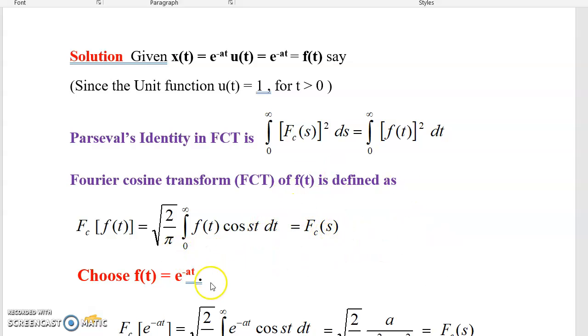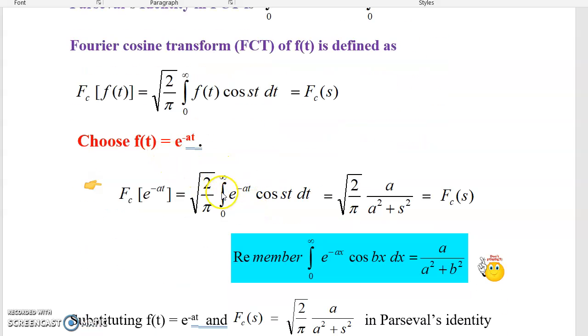We have to evaluate this, where the function f of t now is e power minus at. So substitute in the place of f of t, let us substitute e power minus at into cos st dt. Now when you look at this integration, we cannot use Bernoulli's law. Usually we use Bernoulli's law for integrations having two terms like this, but here we cannot use it because both of the terms will keep on differentiating and integrating. So there will not be any end in the Bernoulli's formula. So we may have to use a different method here.